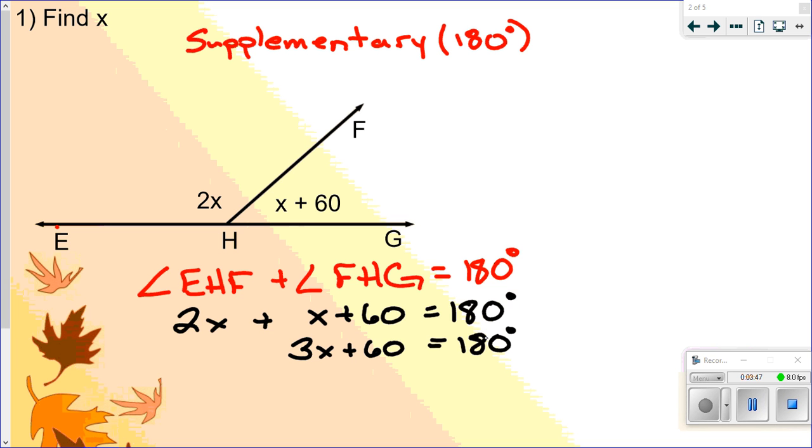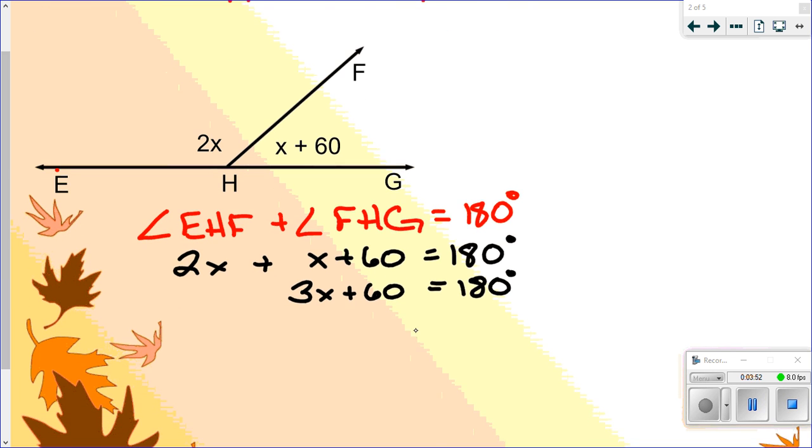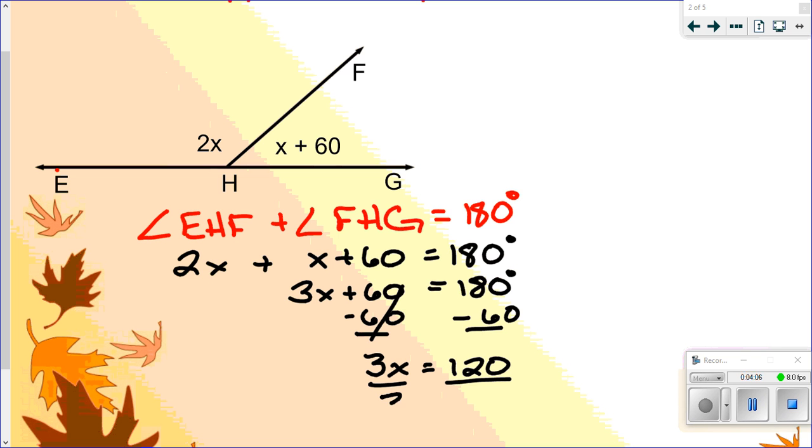Now I just have a two-step equation, so use opposite operations to solve for x. The next thing I'm going to do is subtract 60 from both sides. So now I have 3x equals 120, and then divide both sides of the equation by 3, and I get that x equals 40. That's the answer, but you can check it. I could plug in 40 here. That would make this one 80, because 2 times 40, and then 40 plus 60 is 100. So this angle is 80 degrees, and this angle is 100 degrees.